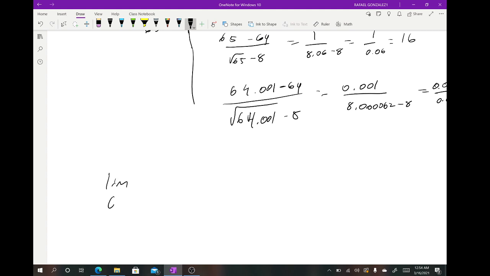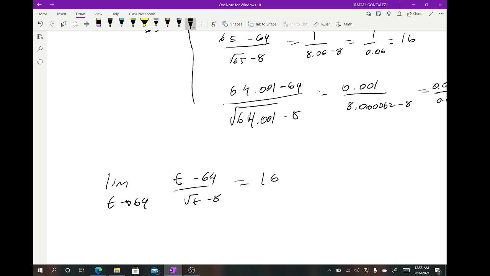So the limit as t goes to 64 of t minus 64 divided by the square root of t minus 8 is equal to 16. So on your exam, you will have a problem like this where you will have to find the limit by estimating what the limit is. Okay, so that will be one of the problems on your exam.